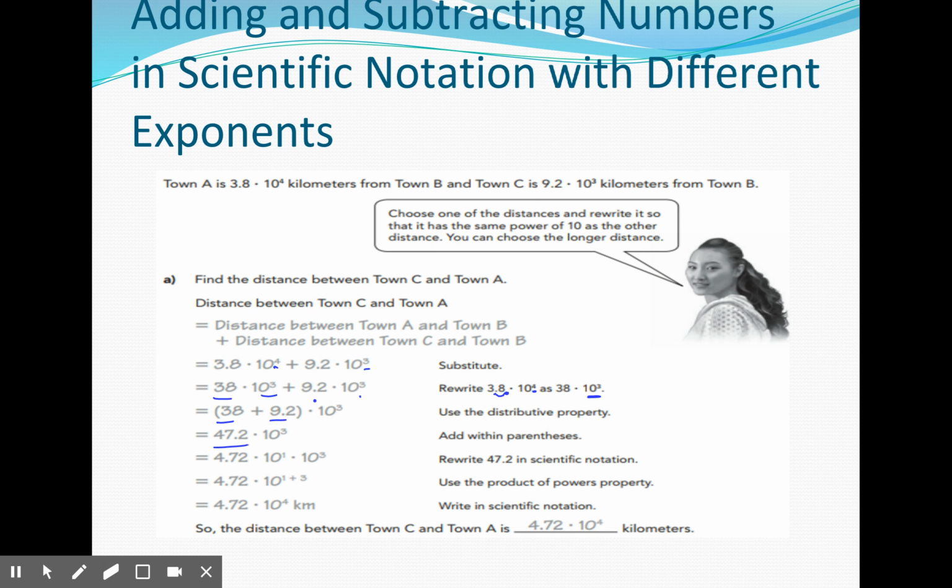And again, we can't leave scientific notation that way, so we're going to move that decimal 1 to the left, which is where we get this 10 to the 1st power here. So 4.72 times 10 to the 4th power. So I know that can be a lot. We're definitely going to be doing some practice here.